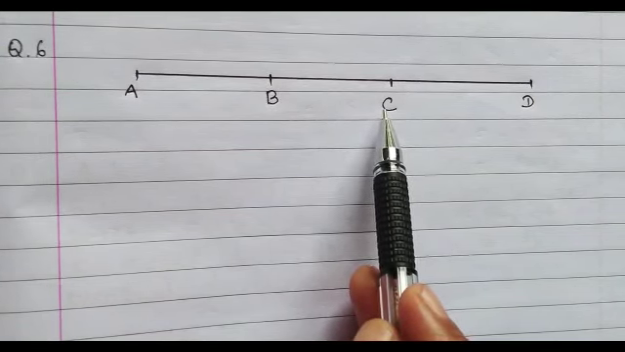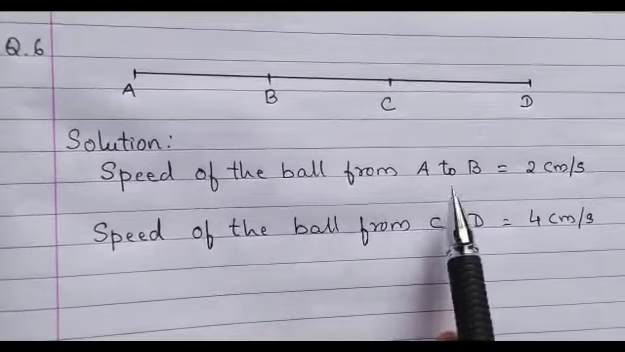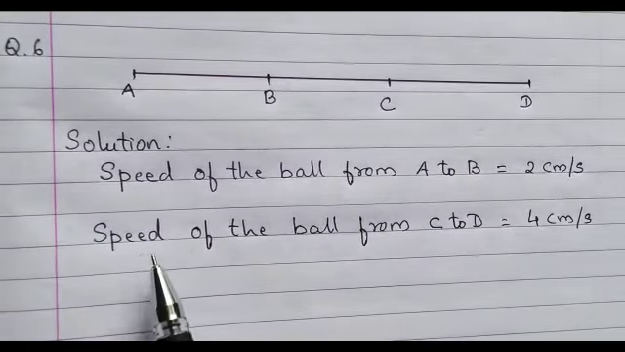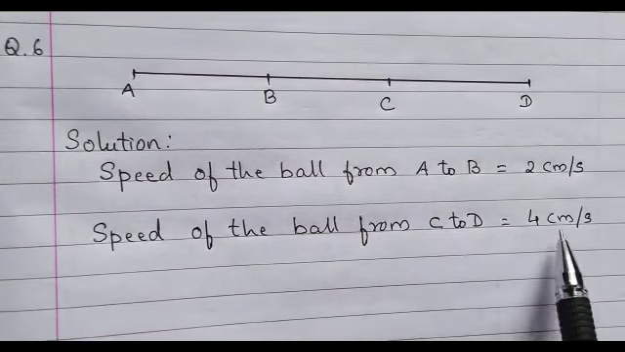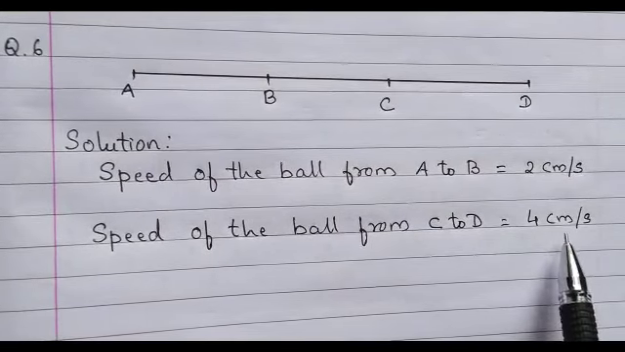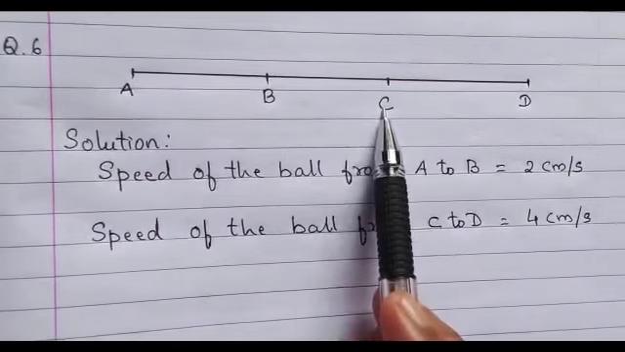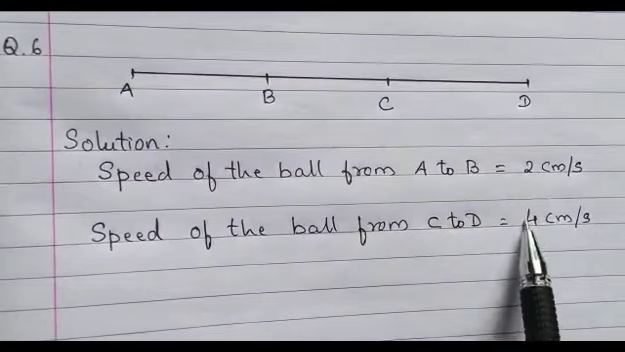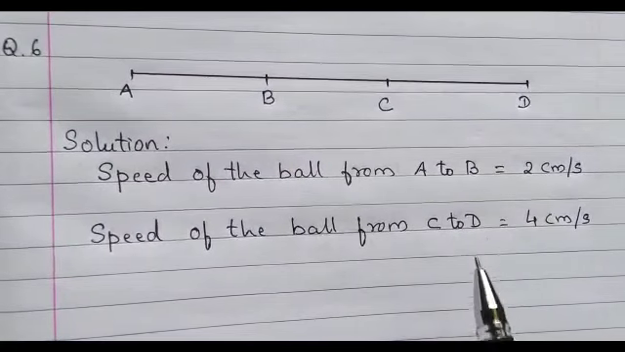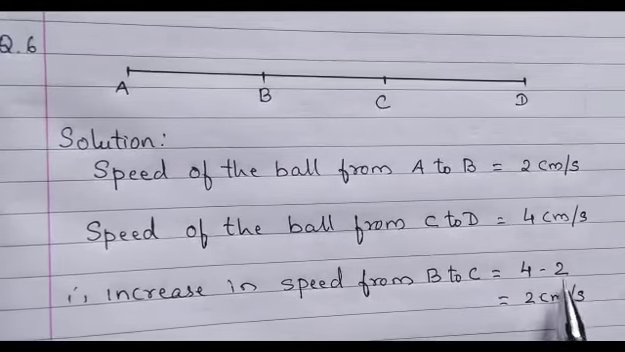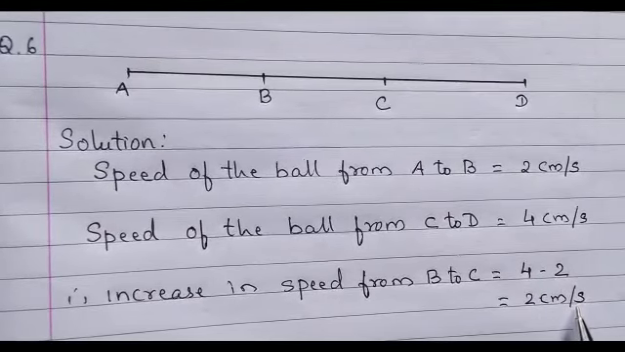So first let us write what is given. Speed of the ball from A to B is 2 centimeters per second. And the speed of the ball from C to D is 4 centimeters per second. So what is the increase in speed from B to C? Yes, the difference between these will give you the increase in speed. So increase in speed from B to C is 4 minus 2, that is 2 centimeters per second.